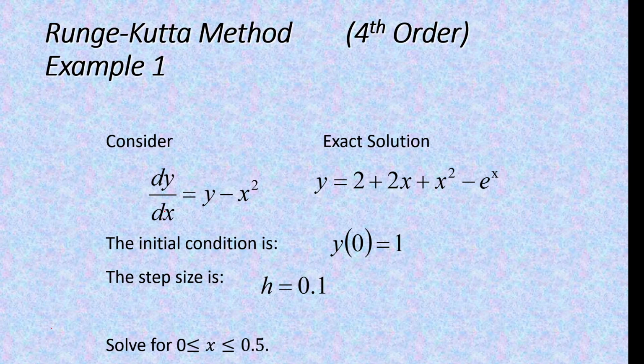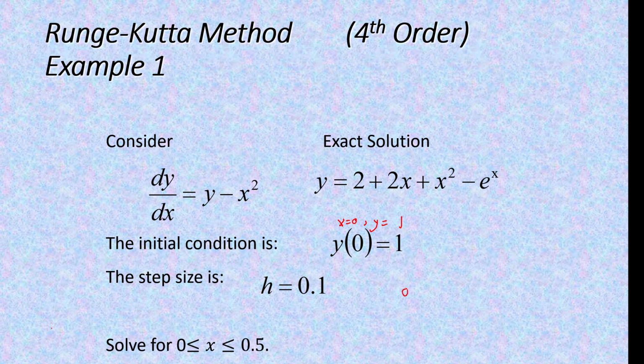This is the exact solution. Consider the initial value problem dy/dx equals y minus x squared, where the exact solution is given as y equals 2 plus 2x plus x squared minus e to the x. The initial condition given is x equals 0, y equals 1. Using the step size h of 0.1, solve for x from 0 up to 0.5.